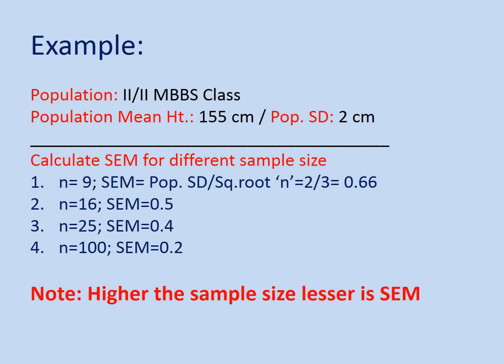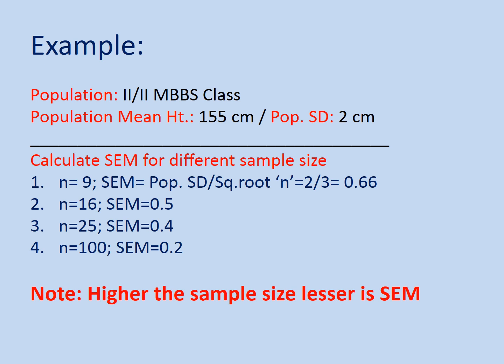Suppose we increase our sample size. So we have selected 16 students instead of 9 students, the standard error of mean is equal to 0.5. If we have selected 25 students instead of 16, our standard error of mean will be 0.4. And if we selected 100 students out of these 200 students, our standard error of mean is equal to 0.2.